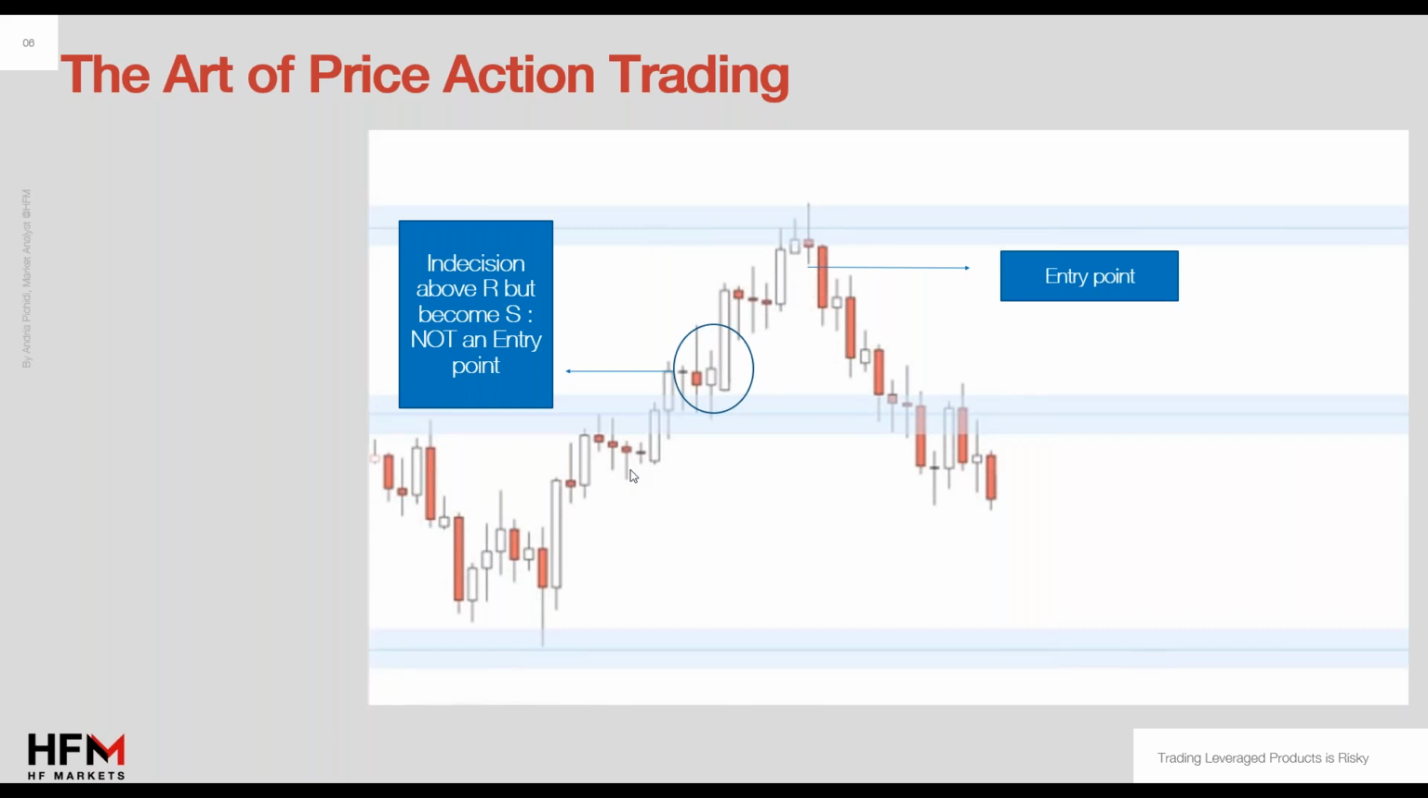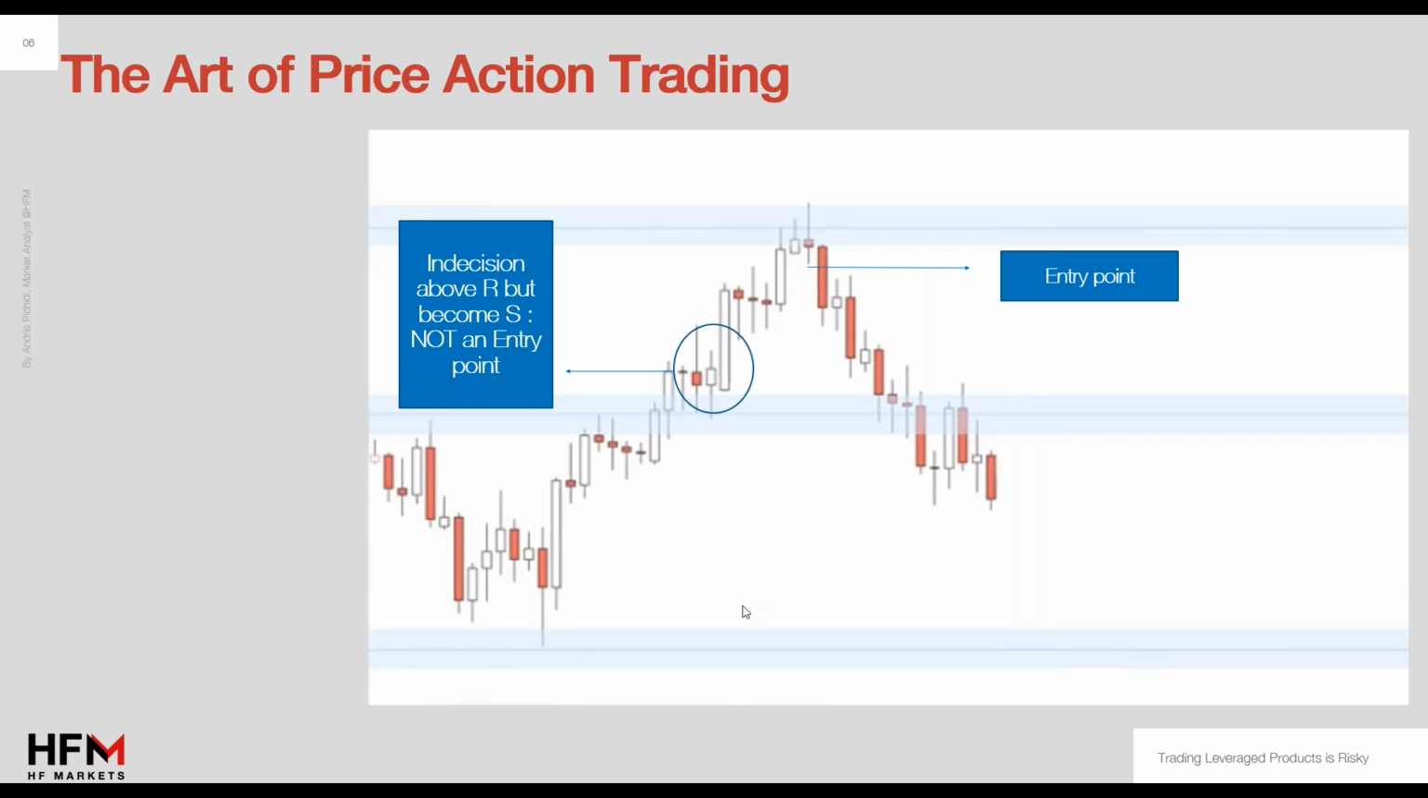That's a sign, but it's not an entry point. It is a sign, but it's not an entry point. An entry point to enter. So okay, let me take it step by step.